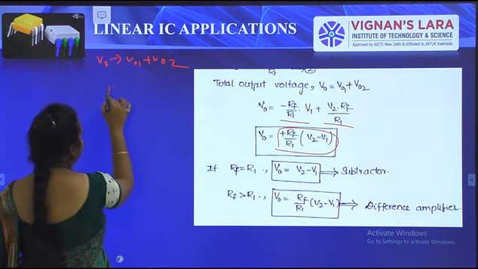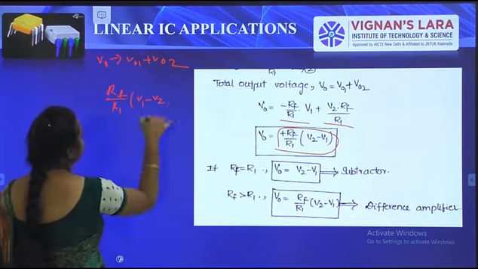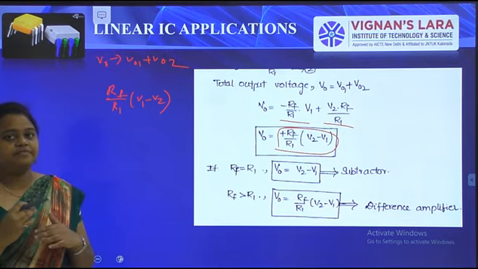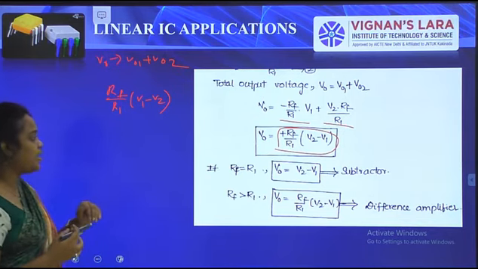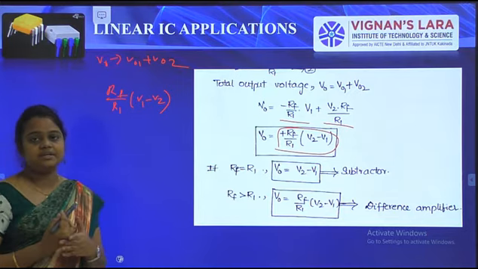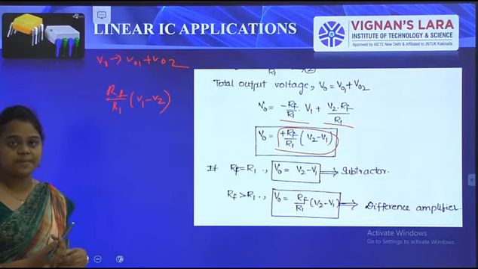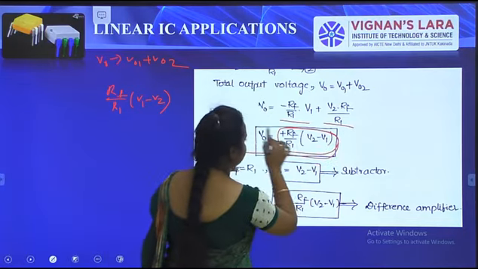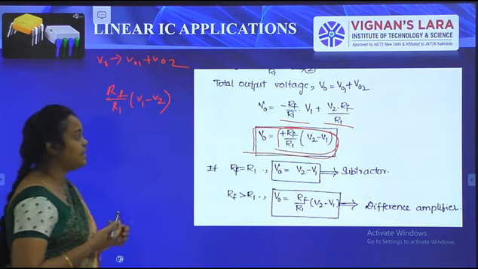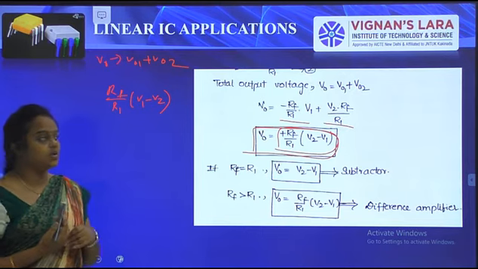Total output is RF by R1 into V1 minus V2. You already know about the difference amplifier from the closed loop operation. We remember in the second unit the closed loop modes of operation in the difference amplifier. The final equation is this. From the differential mode of operation, the equation becomes RF by R1 of V2 minus V1.